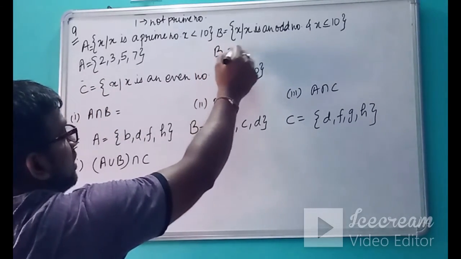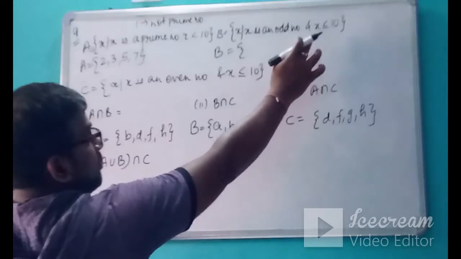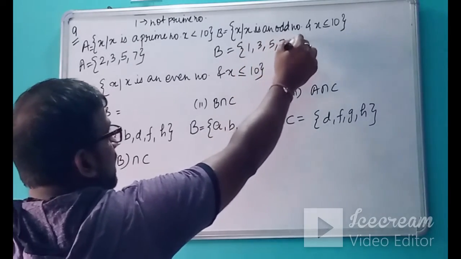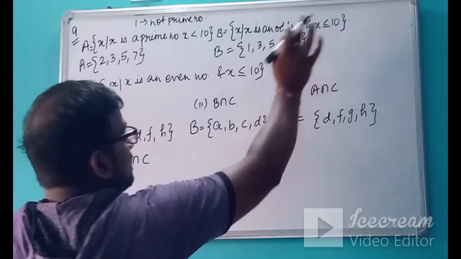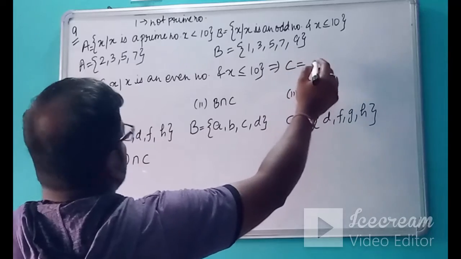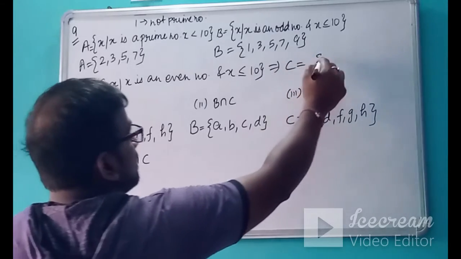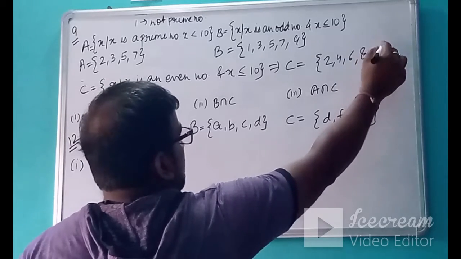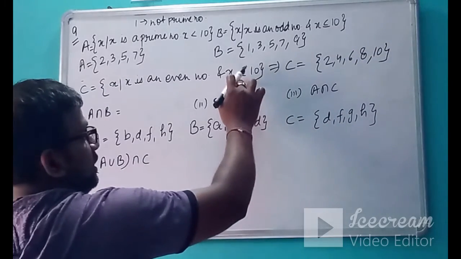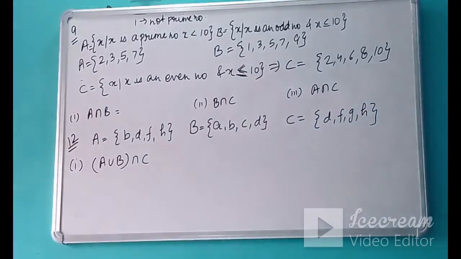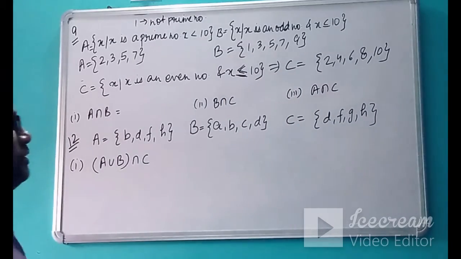Then B is an odd number, that is 1, 3, 5, 7 and 9, because it is less than or equal to 10. And what is your C? C will be an even number, that is 2, 4, 6, 8 and 10 also. Why 10? Because again it is less than or equal to. So we have all the three sets now in the roster form.